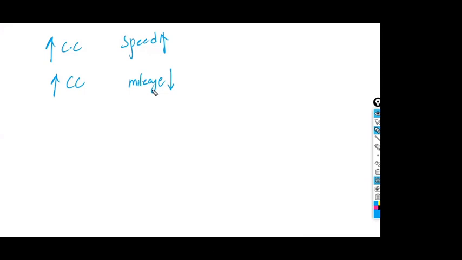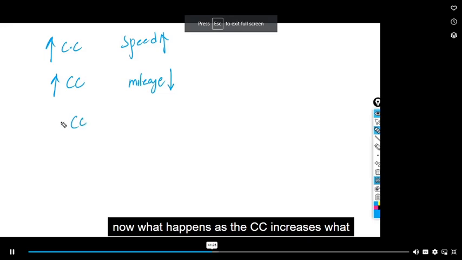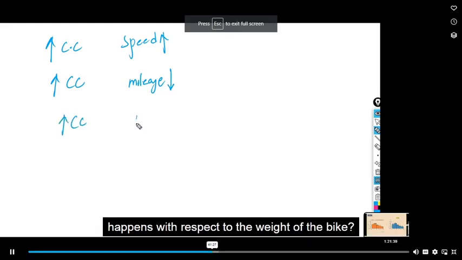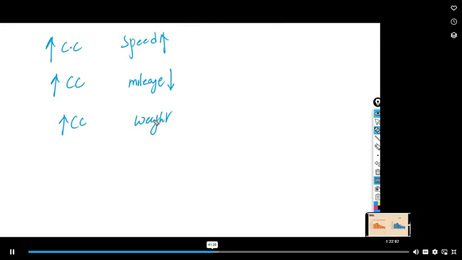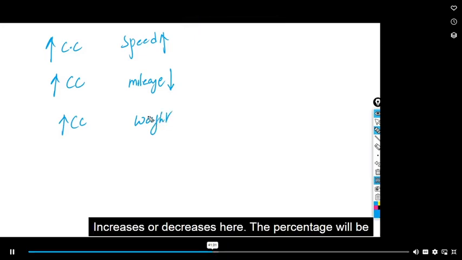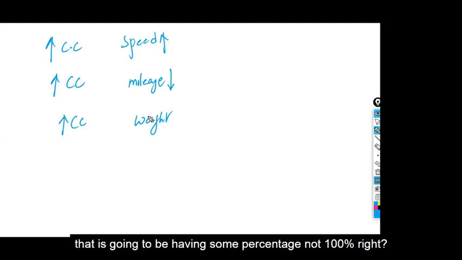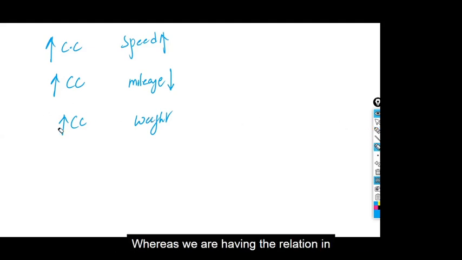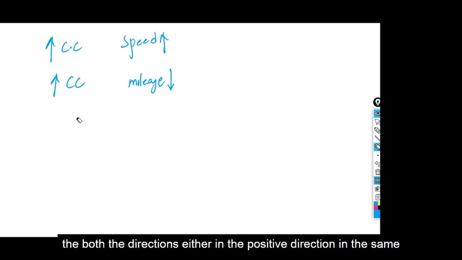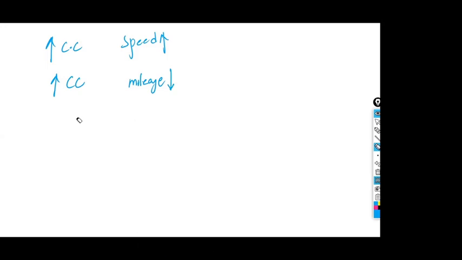Negative way. Now, what happens as the cc increases? What happens with respect to the weight of the bike? Increases or decreases? Here the percentage will be different, not 100%. That is going to have some percentage, not 100%, right? Whereas we are having the relation in both directions, either in the positive direction or, at the same time, in the negative direction also.